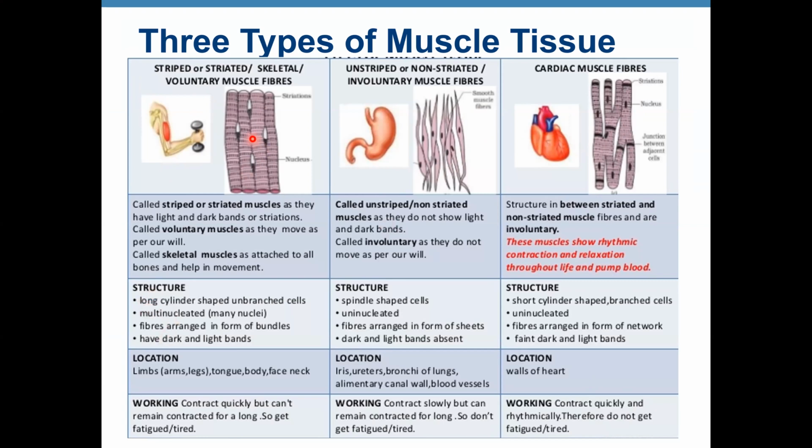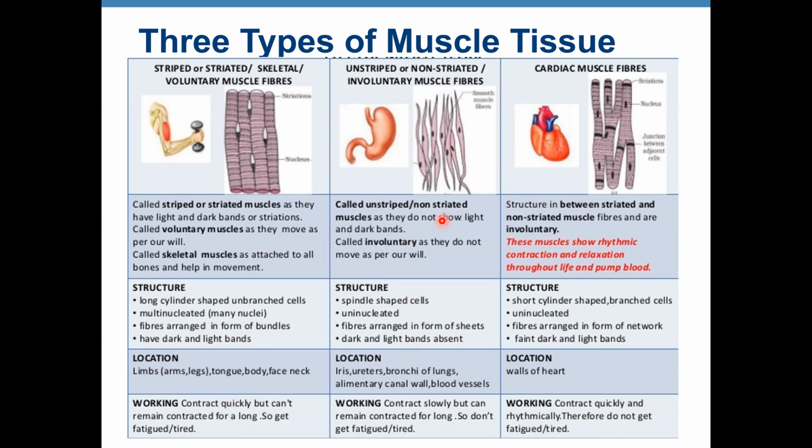The skeletal muscles are long, cylindrical, multinucleated, striated, and voluntary. Voluntary means that you control their action. They are attached to your bones or to your skin, if those are muscles of facial expression. Those muscles contract quickly, but can't remain contracted for long, so they get fatigued or tired pretty quickly.